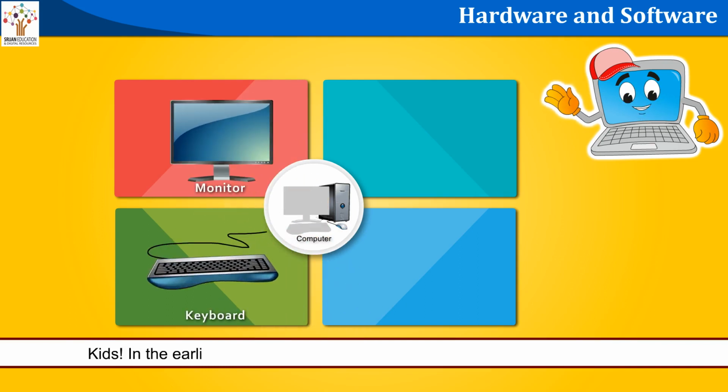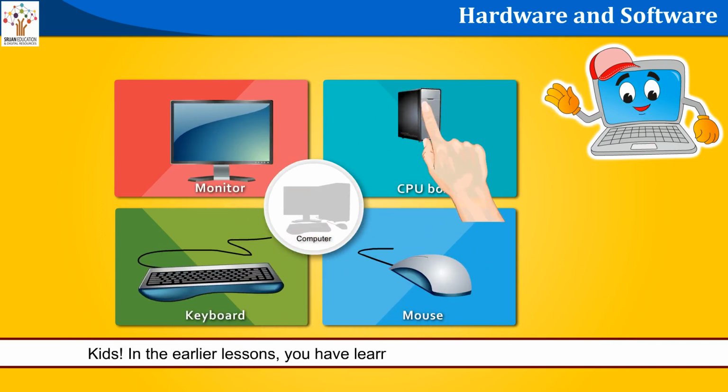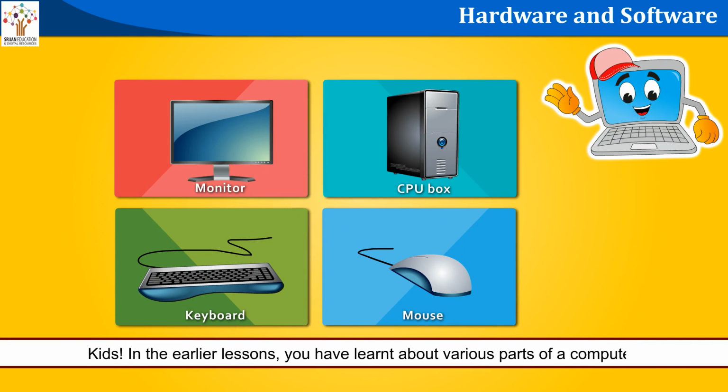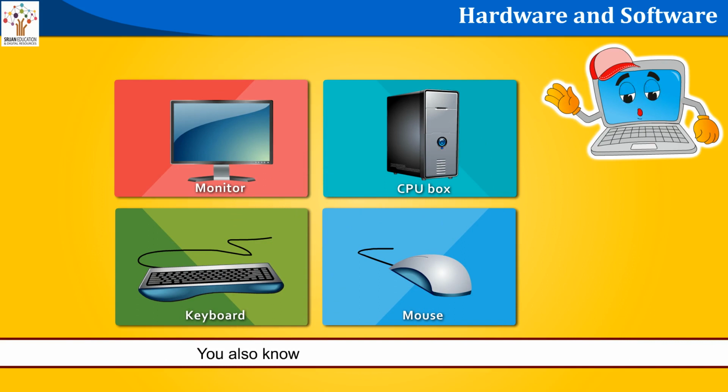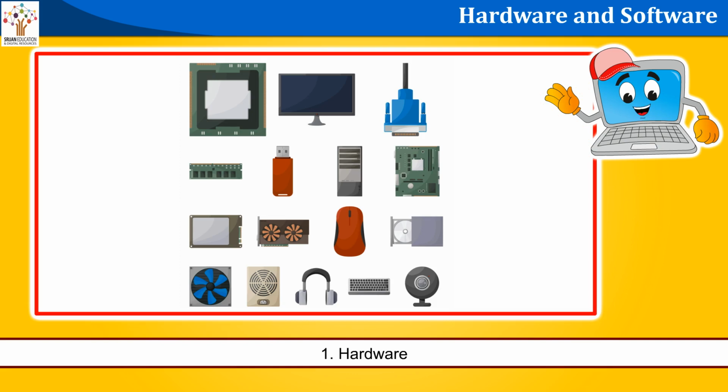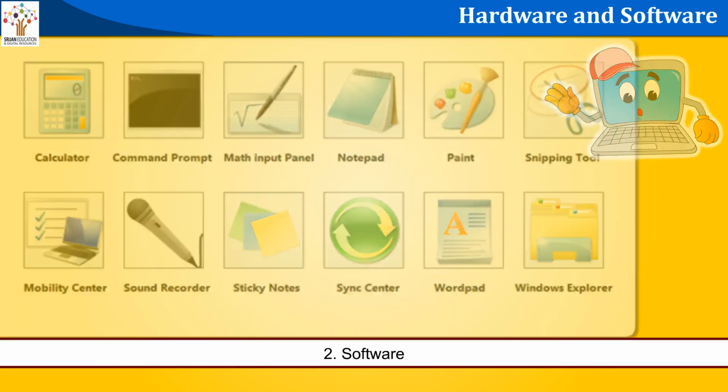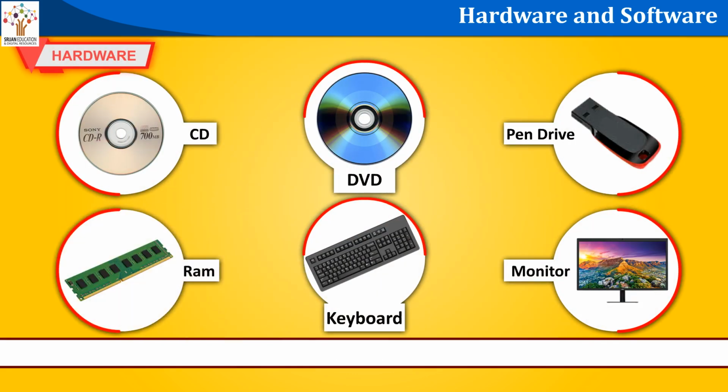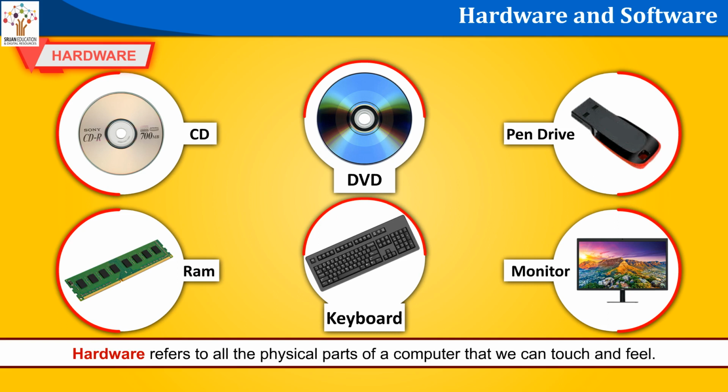Kids, in the earlier lessons, you have learned about various parts of a computer. You also know about some computer programs that help you do different types of tasks on the computer. A computer works with the help of two main components: hardware, software. Hardware. Hardware refers to all the physical parts of a computer that we can touch and feel.